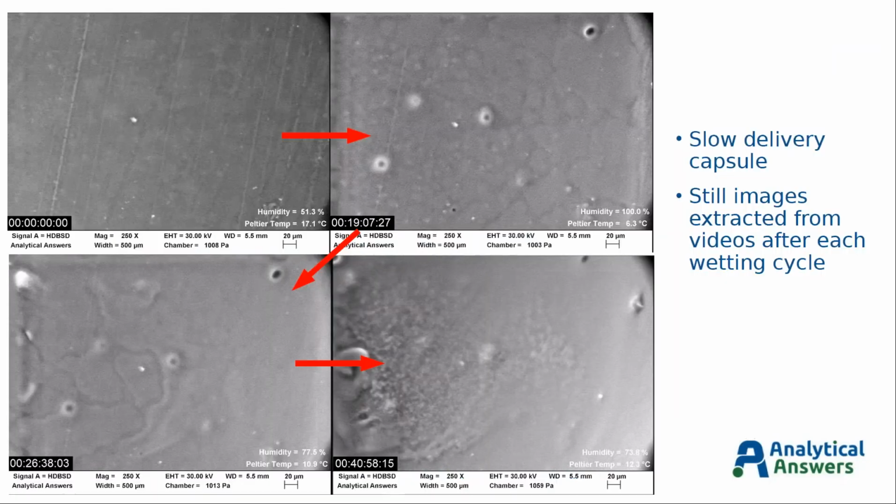I'm going to go back to a slide where I've taken still images from that same video at the 0, 19, 26, and 40-minute marks so that we can compare the structure at each of those points. Here at 0 we have basically no effect, of course. After the first wetting cycle, we saw some of those little islands of material that changed, or controlled rather, how the water was able to wet the surface.